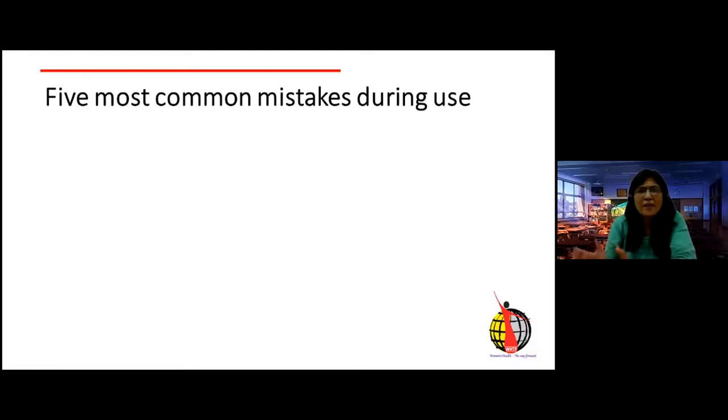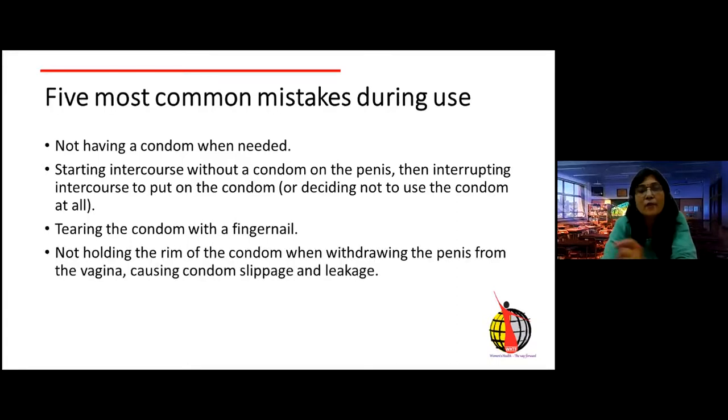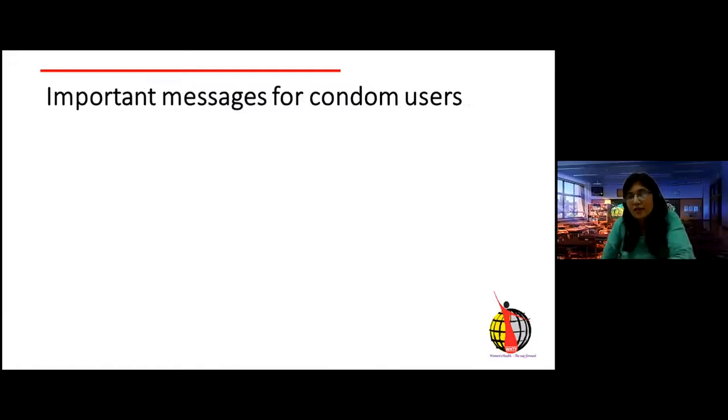Now, anybody, what is the next question for you? The 5 most common mistakes during use of condom. So anybody who can answer this? You can chat on the chat box. One, first of all, not having a condom when needed. Another is starting the intercourse without wearing the condom on the phallus. This is the most common mistake. And of course, tearing the condom packet with a fingernail, another mistake. And not holding the rim of the condom when withdrawing, and forgetting to use the condom altogether. So these are the common mistakes.